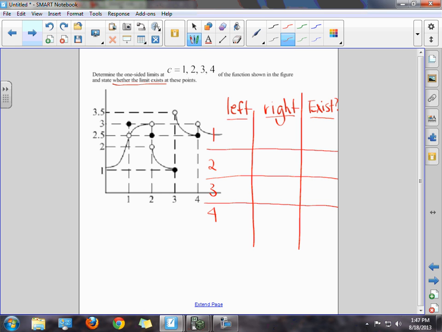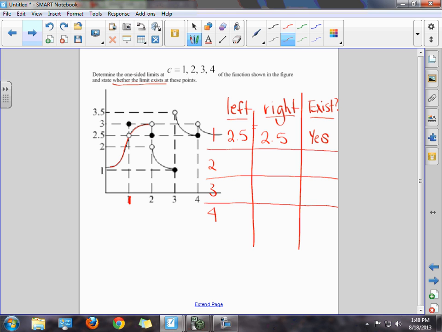All right, so now let's take a look at the left. Here, we'll start at c equal 1 from the left. So I find c equal 1 right there. I take my function, travel along, and as I'm approaching from the left, I'm approaching 2.5. Now I try from the right. So I find the function to the right of 1, and I travel back to 1. And I'm also approaching 2.5. So since these 2 numbers are equal, the limit exists.